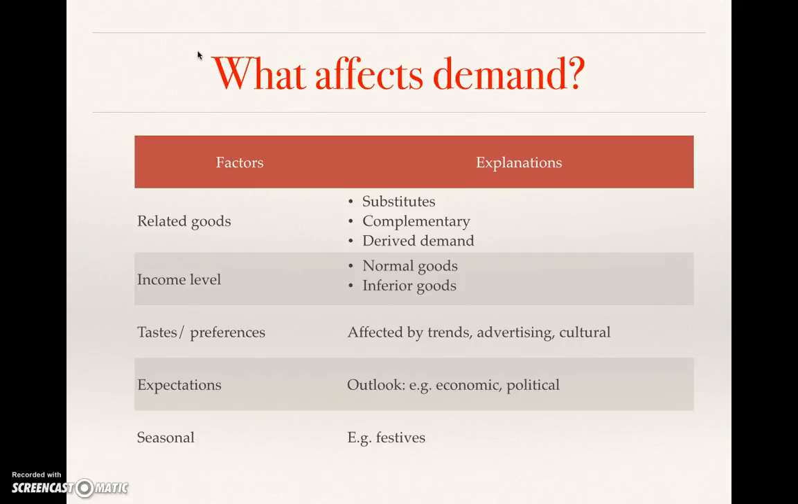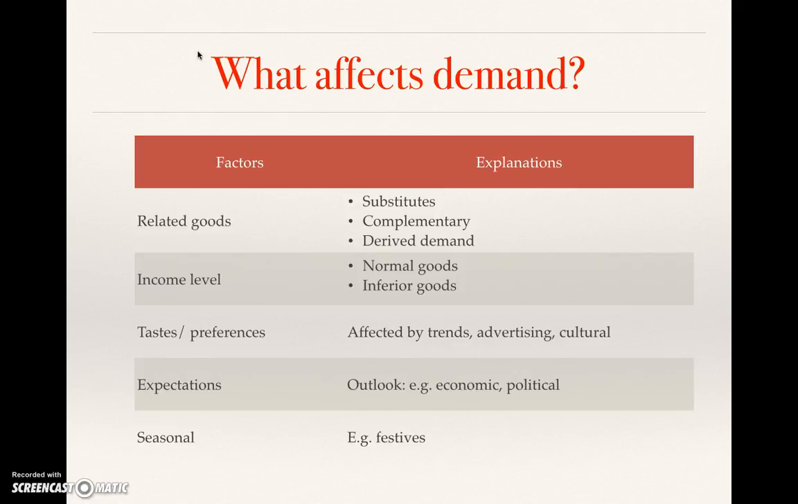Let us now look at what affects demand. One factor is related goods. There are three types of related goods: substitute goods, complementary goods, as well as goods arising from derived demand. Substitute goods are such that when the price increases for one, this leads to an increase in demand for the other, all else being equal. For instance, the price increase of noodles leads to an increase in consumption of rice instead.